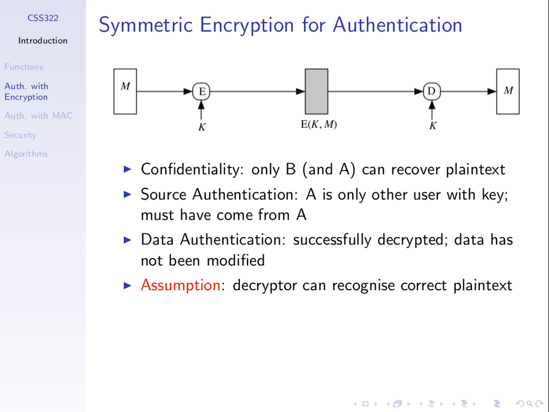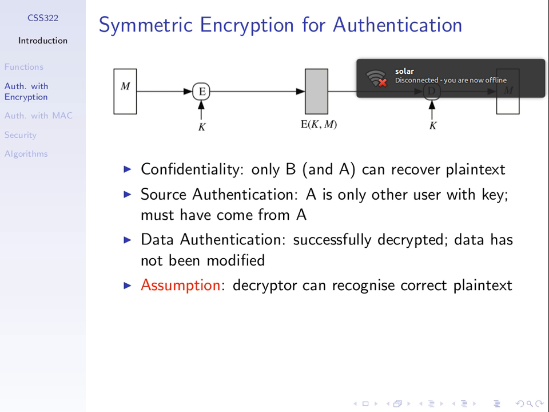The last two rely on the assumption that the entity decrypting can recognize the correct plaintext. That is, I said, if it successfully decrypts, how do we know something successfully decrypts? Well, if the plaintext that we get from the decryption has some structure that we can recognize.